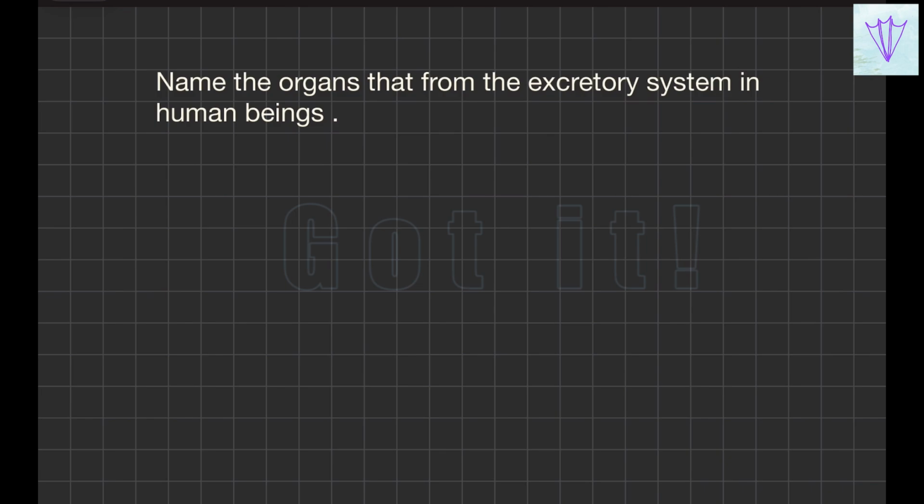So what are the organs which form the excretory system in human beings? If it's for 1 mark, you can simply write kidneys, ureter, urinary bladder, urethra. You will be sorted if it's for 1 mark. If it is for 2 marks, you have to also write some primary functions of these. The kidney is used to filter blood in order to form urine.